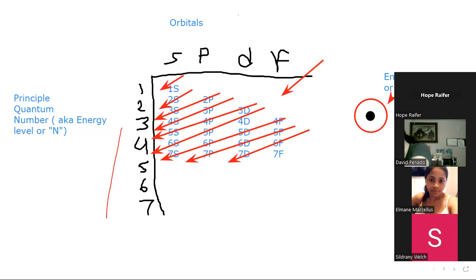But you guys know the order, right? Or no? Order, is that what you're talking about? Yeah, you guys know the order? A little bit, but yeah, can you go over it?